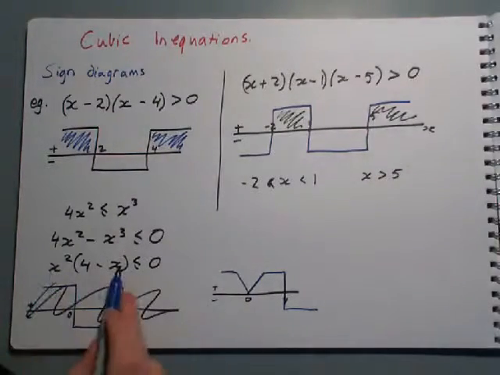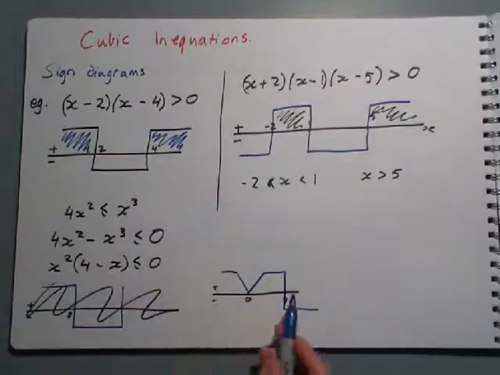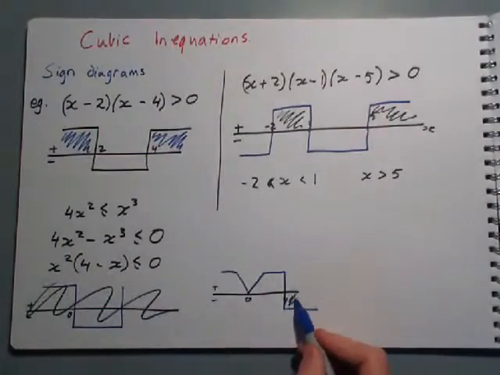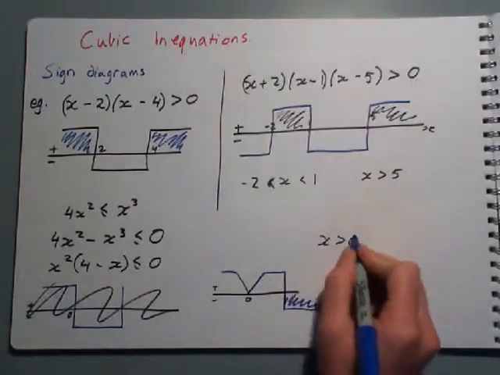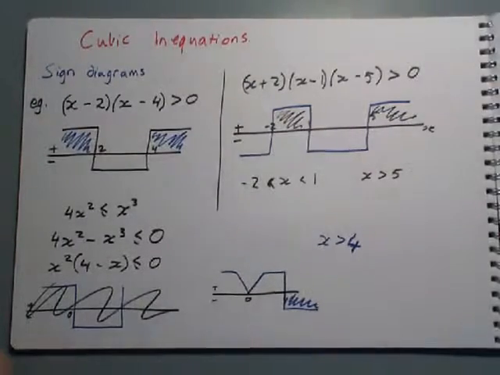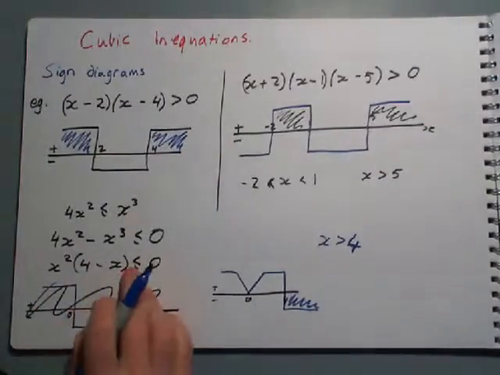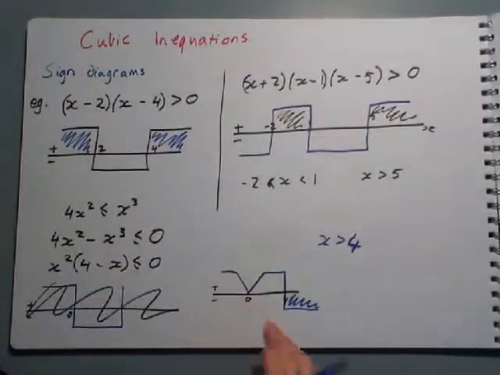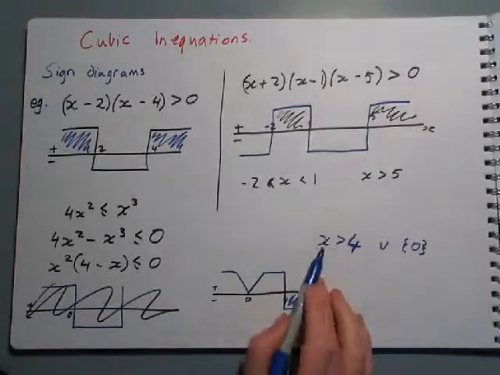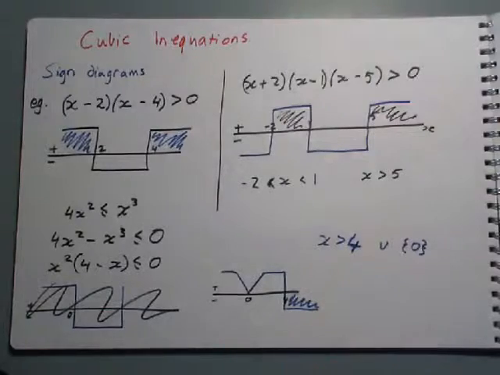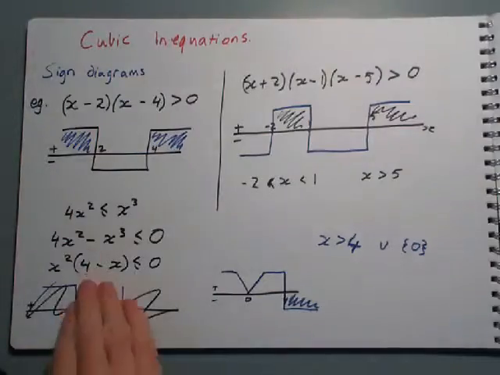Now, the question's asking what parts of x are going to be less than 0. Well, it's all underneath the x-axis, so it's going to be these points here. So we're going to have all points for which x is greater than 4. And that's all that is. And, sorry, it's less than or equal to 0, so we're also going to have 0 as well. So greater than 4 and 0. Do one more.